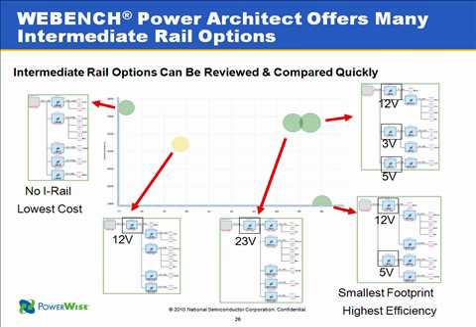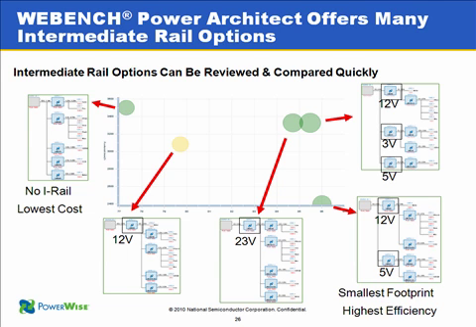Let's take a look at several different possible architectures. And when I say architectures, what I mean here is how we connect up the point of load supplies with the input voltage. So in the upper left, we see we have no intermediate rail. We go right from our input voltage, 48 volts, down to our separate point of load supplies. And we have 1, 2, 3, 4, 5 different supplies. And they're all coming in from the left.